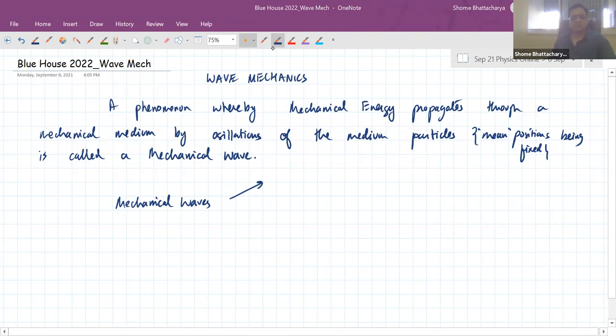Yes, that's what I'm saying. The mean position is fixed. Exactly the point, Jagannath. Mean position being fixed, but energy propagates, because as one particle is oscillating, it is causing the particle next to it to start oscillating. Then the next one. So it transfers energy from particle to particle, even though the particles are not physically shifting their mean position. You understand the point, no?